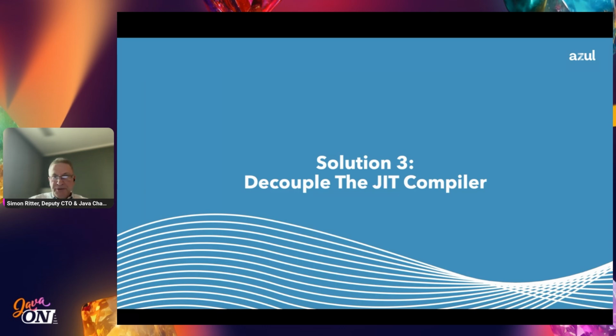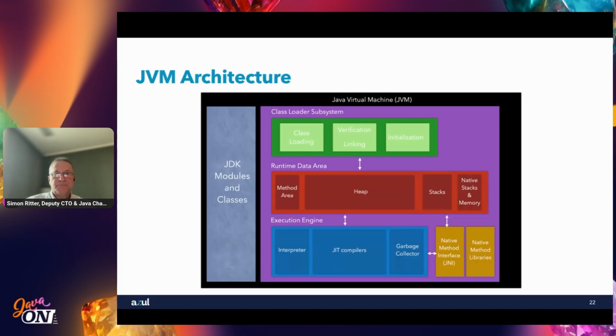Okay, solution number 3 to improving the performance of our warm-up. What if we decouple the JIT compiler? Let's look in a little bit of detail at the architecture of the Java virtual machine. There are distinct areas of it which do different things.